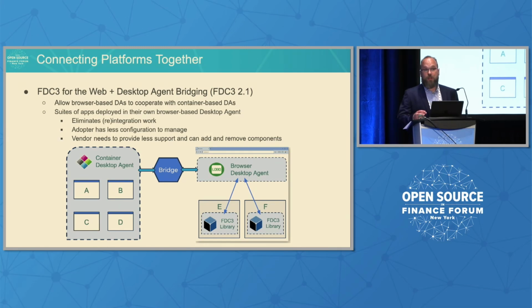We could also use other parts of the FDC3 standard and combine them. For example, the desktop agent bridging protocol that we added in FDC3 2.1 would allow browser-based desktop agents to cooperate with container-based desktop agents running on the same machine. That makes it a lot easier for a whole suite of applications deployed in their own browser-based desktop agent to be incorporated into somebody's workflow.